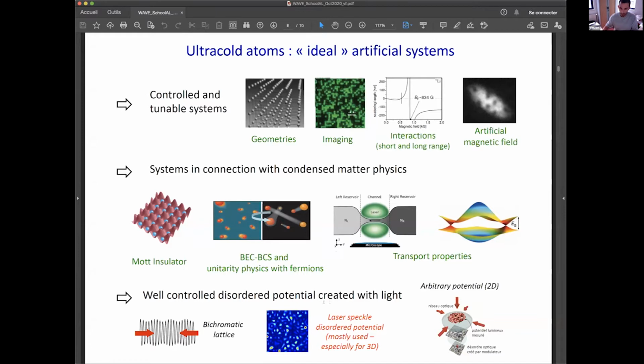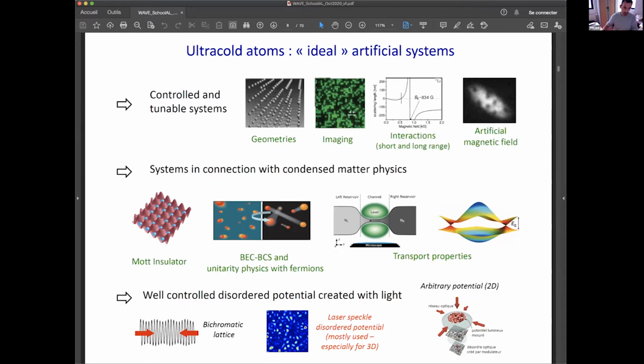The one that I will comment on today is the so-called laser speckle disorder potential. The reason is that it's very easy to produce and it has been very widely used in the community, especially to study the Anderson transition in 3D. And as you learned in the previous talk, now using an SLM, a spatial light modulator, in the 2D configuration, you can of course create arbitrary potentials, a clean one or a disordered one, depending on what you want to do.